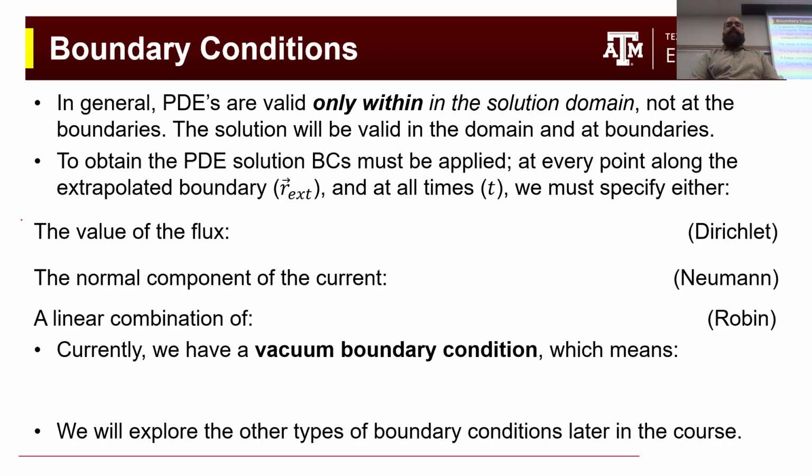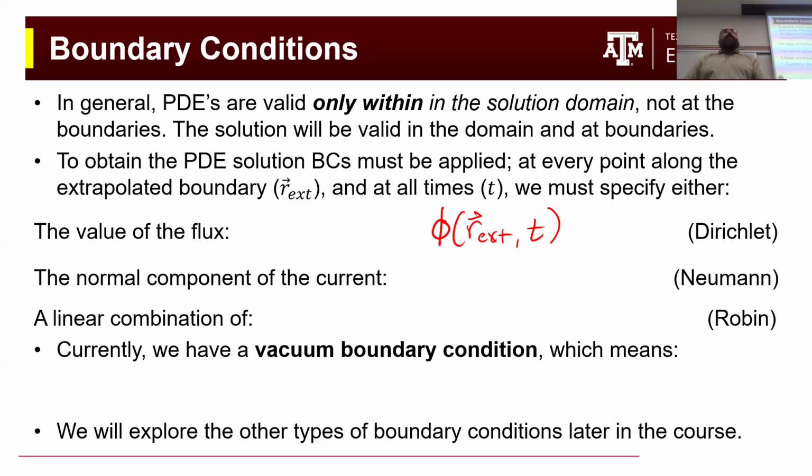So there are different ways that the boundary condition could be provided. You could be given a boundary condition that just says the value of the flux. That's called a Dirichlet boundary condition, and that would mean that we're being provided the flux at every position on the boundary and at every time t. This R external is just notation to say this is the point along my boundary. And I need to know what that flux is at every position along that boundary and at every time t.